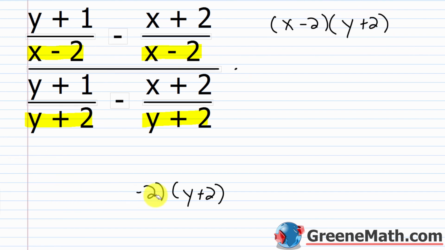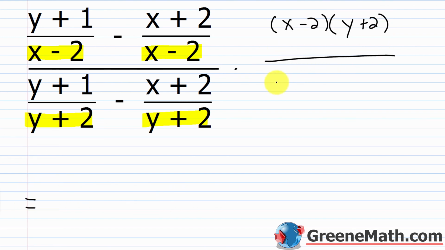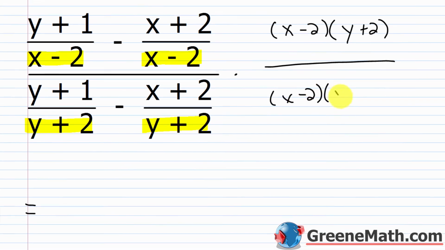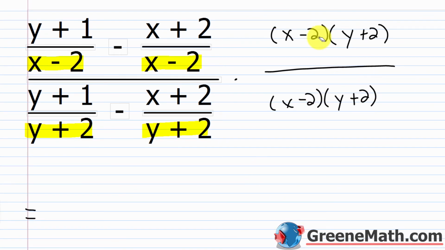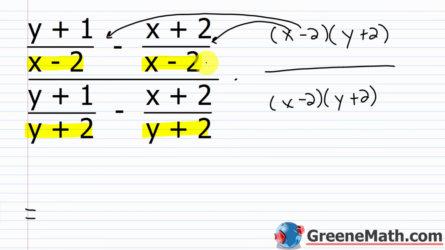Now this is pretty simple to do because in this case, when I multiply here, in each case, the x minus 2 is going to cancel, and I'm just going to be left with the y plus 2 times the numerator. In other words, this is going to cancel with that in each case. So y plus 2 times y plus 1. Let's write that out.